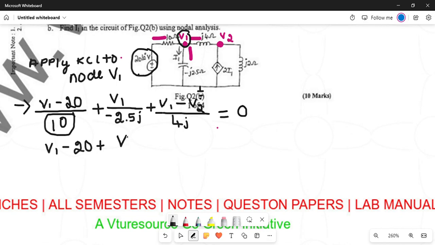Now V1 divided by minus 2.5j, I'll multiply by 10. There is a particular thing about this j, I'll just tell you that. But now let me multiply this by 10. So first try to divide this 10 by 2.5.